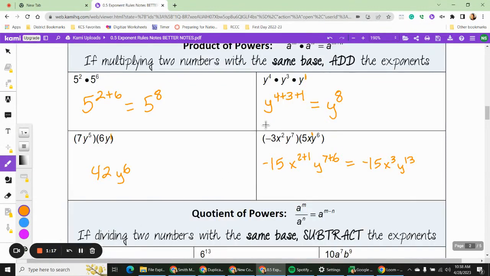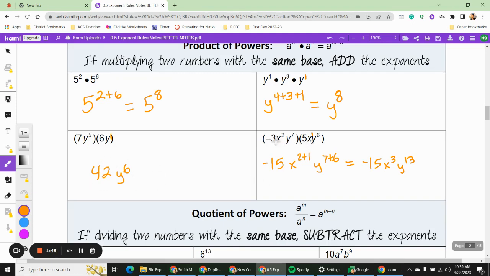Now let's check your work. We have 3 y's, so that's the same base. Y is the base, and we want to add up those exponents. 4 plus 3. Don't forget, if there's no exponent here, we understand it to be just 1. So we're going to add up the 4 plus 3 plus 1 to get y to the eighth power. Again, over here, we're adding up the exponents, and there's an exponent of 1 after that y. Don't forget to multiply that 7 times the 6, and we're going to get 42 y to the 6.